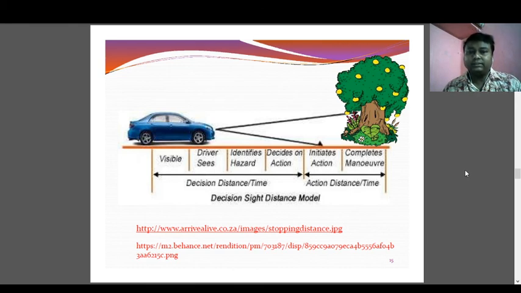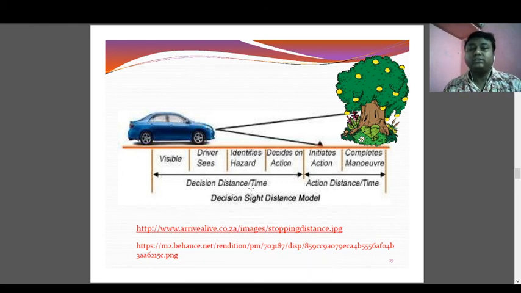So basically, this is one type of PIEV theory. Suppose a vehicle is moving and suddenly the driver sees some object there. He or she tries to identify what type of object it is. So this is the distance required to take some decision. This is the decision sight distance model. It means decisions are taken based on some distance. Suppose a driver can see an object 200 meters from his vehicle. Within 200 meters they have to take a decision and stop the vehicle. This is known as the decision sight distance model.